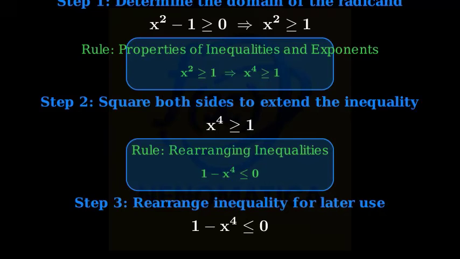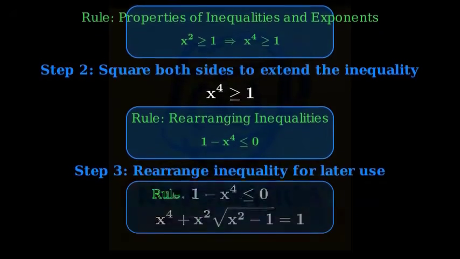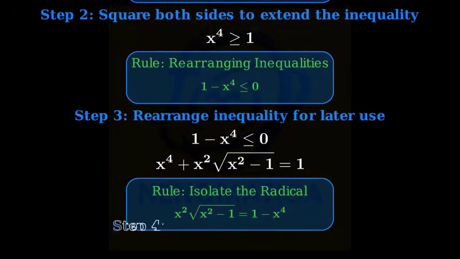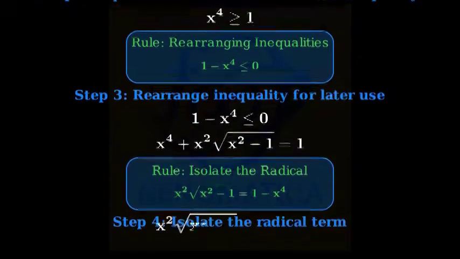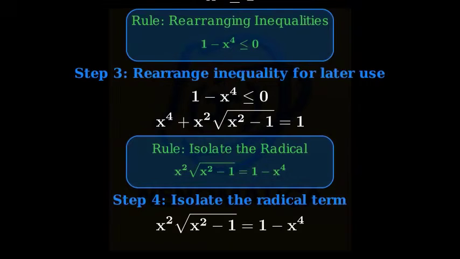Step 4. Isolate the radical term from the original equation. Start with x to the fourth plus x squared times the square root of x squared minus 1 equals 1. Subtract x to the fourth from both sides to get x squared times the square root of x squared minus 1 equals 1 minus x to the fourth.